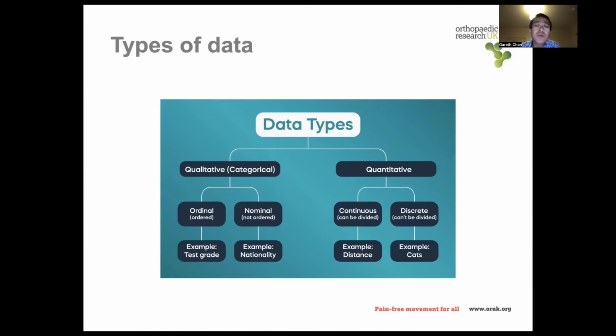And that's really important when we come to consider what tests we do. So when we design studies, or when you look and read a study, start thinking about whether this data is qualitative or categorical data, or whether it's quantitative data. And whether this data is ordinal and has a rank, or whether it's continuous and it's on a scale.